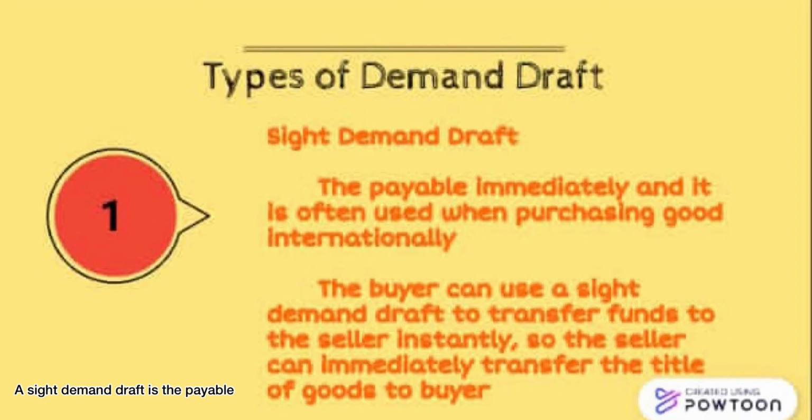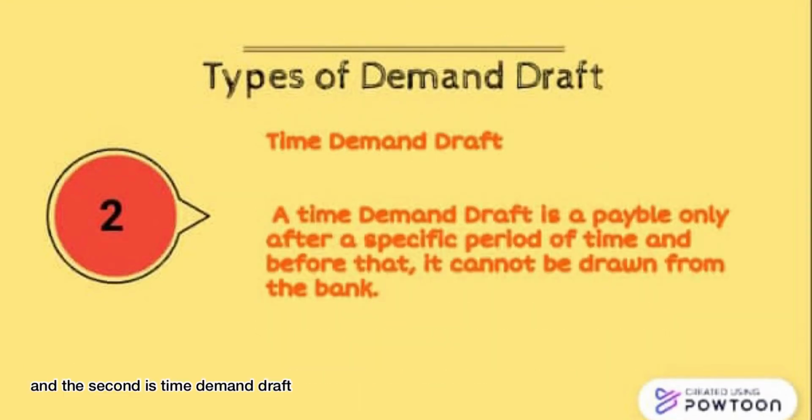A sight demand draft is payable immediately and it is often used when purchasing goods internationally. For example, when a seller ships goods to a buyer, the seller still possesses the title of the goods until the buyer receives the goods. The buyer can use a sight demand draft to transfer funds to the seller instantly, so the seller can immediately transfer the title of goods to the buyer. And the second is the time demand draft.